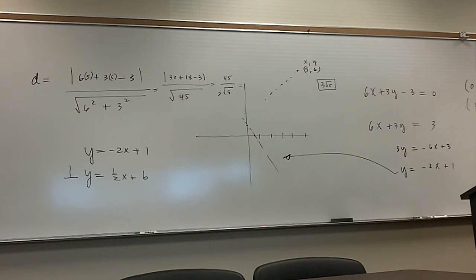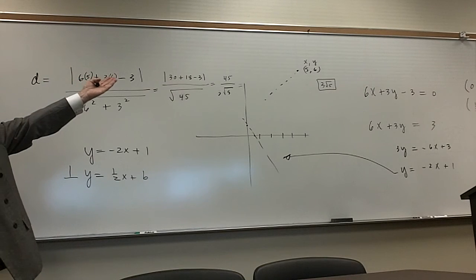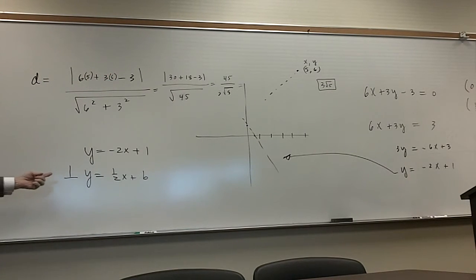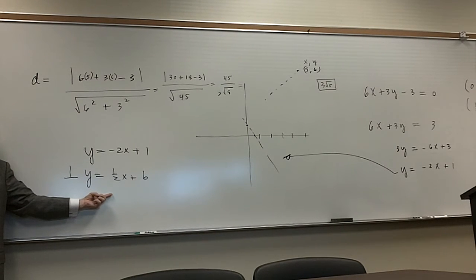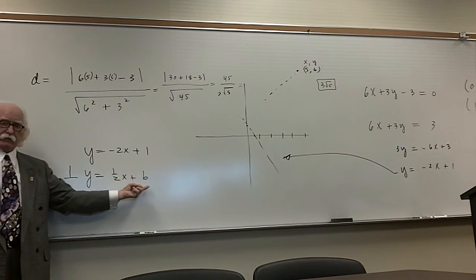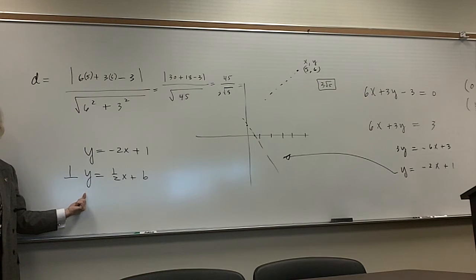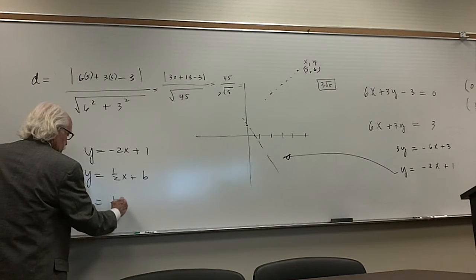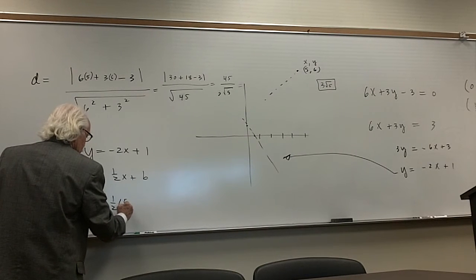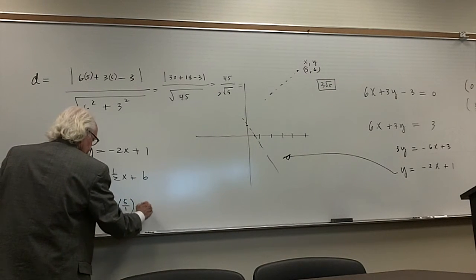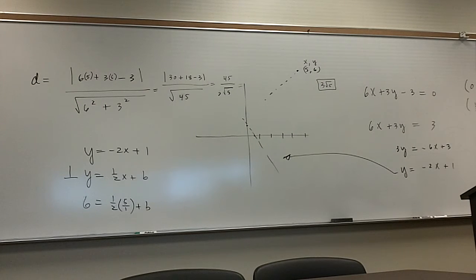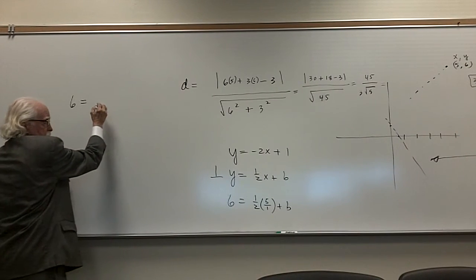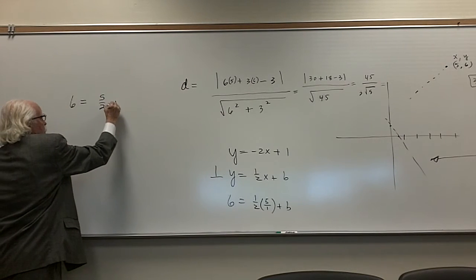And guess what you have? You have a point up there, the point (5, 6). That's on this line right here. So all you do to find b is plug in the x and the y value. Y is 6. X is what? 5. This says that 6 is equal to 5/2 plus b.